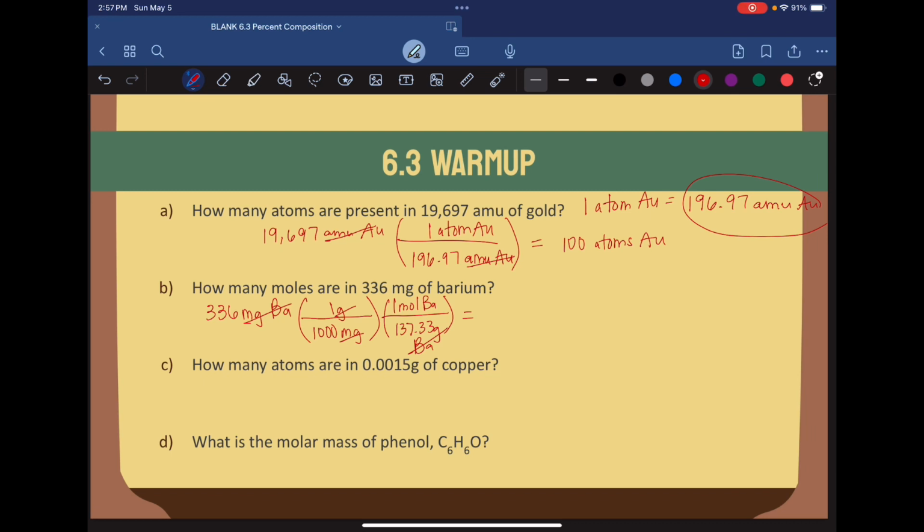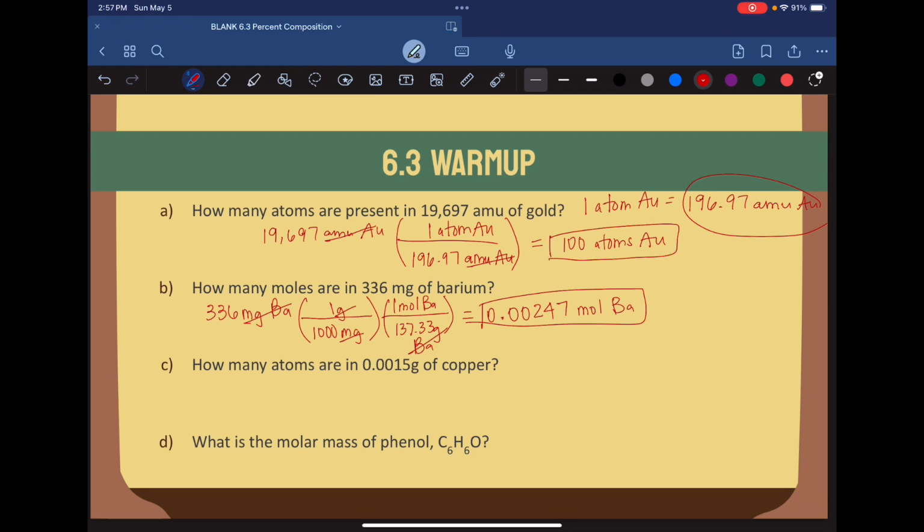I would just enter it as I see it. When you put that in this calculator, you're going to get a large number. I'm going to round off of sig figs, and 336 has 3 sigs. So if I round, I would get 0.00247 moles of barium. Let me box this answer as well.